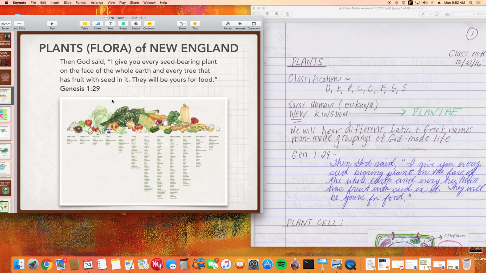So we had a little scripture reading from Genesis 1:29. Then God said, I give you every seed-bearing plant on the face of the whole earth, and every tree that has fruit with seed in it. They will be yours for food. And God knew just what he was doing with plants. If you eat the things that he created for you and for your body, you will be a very healthy person. So all of these great things here that grow in New England, here is their little chart of what grows when by season. If you can concentrate on making most of what you eat these things, it will do your body good. So that is how we started class.